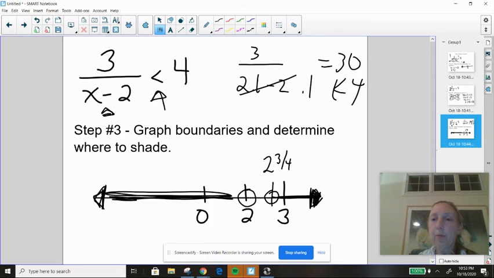This is a video you may have to watch over and over again to sort of get the concept of how you find your boundaries and then how you determine where to shade. You're shading by testing some numbers, something less than 2, something bigger than 3, and something in between 2 and 3 to see where to shade. I hope everyone gets it right on the first assessment. Good luck.